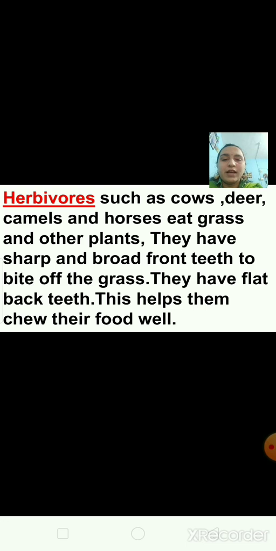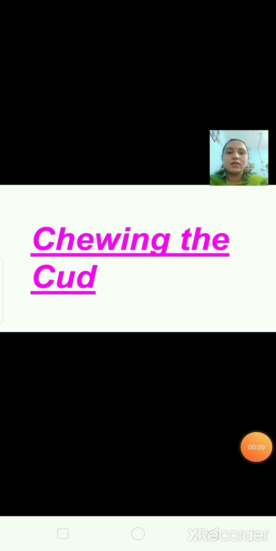So they have sharp and broad front teeth to bite off the grass, right? They have flat back teeth. This helps them to chew their food well. Yes, they have sharp and broad front teeth to bite off the grass and they have flat back teeth to chew their food well.